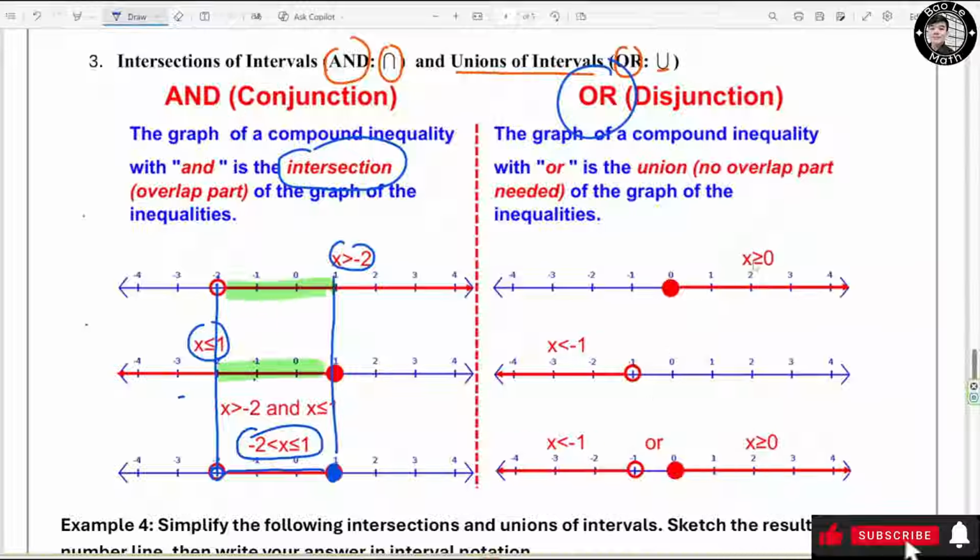The first one, s greater than or equal to 0, this one. Second one, s less than negative 1. We draw these two on the number line. Now we need to find the union between this one and this one. So the graph of a compound inequality with "or" is the union, which means no overlap is needed in the graph of the inequality. So I take the right side right here and the left side right here. You see that? I'm going to take both, and that's my answer. So keep that in mind.